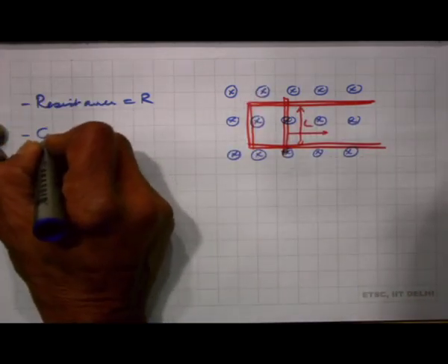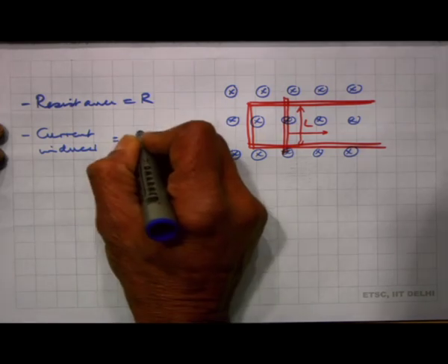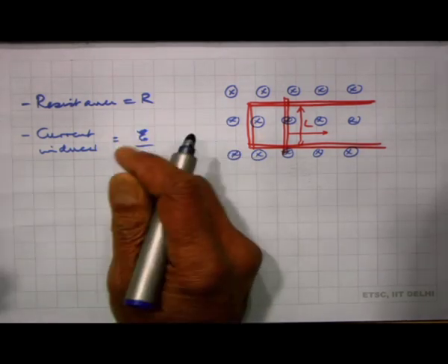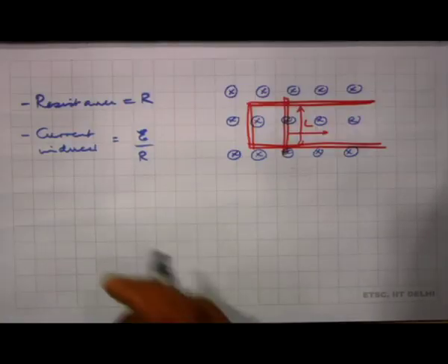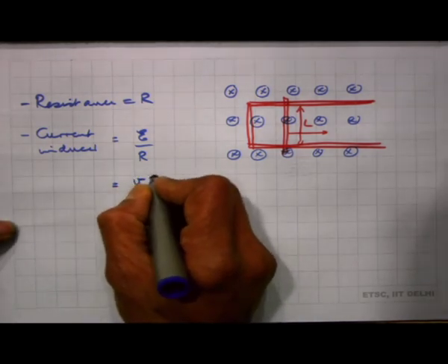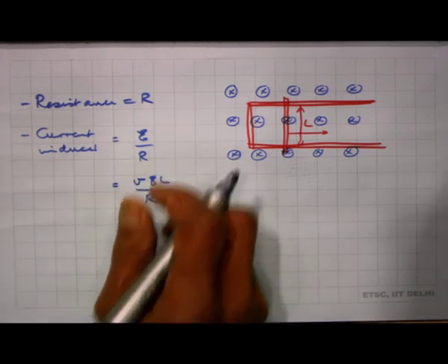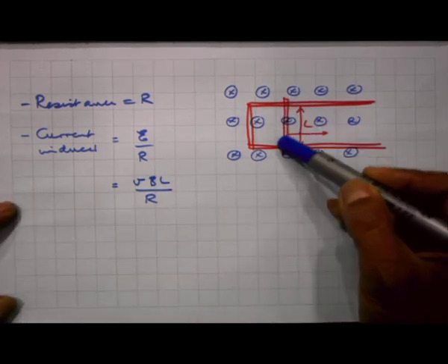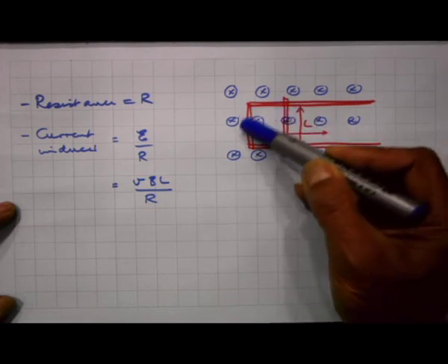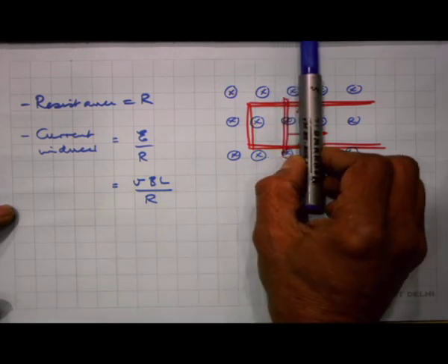So, the current induced is equal to EMF by R, and the EMF we have just calculated. EMF is V times B times L. So, this is equal to V B L by R. Now, there is a current flowing through this conductor in this direction. So, now what happens? When I am moving the conductor, I am now moving a current carrying conductor in a magnetic field.